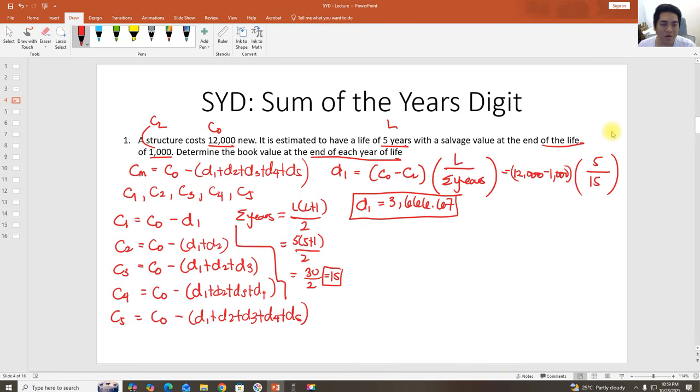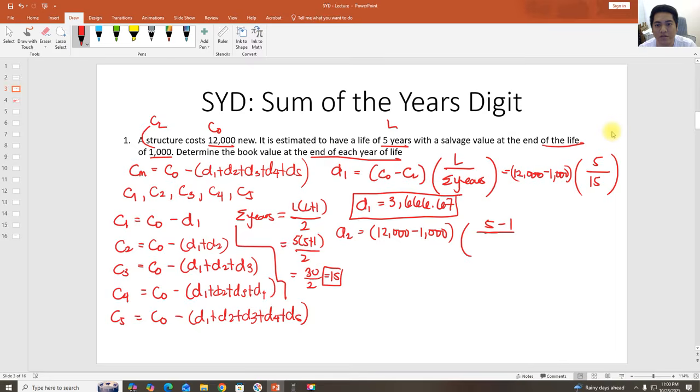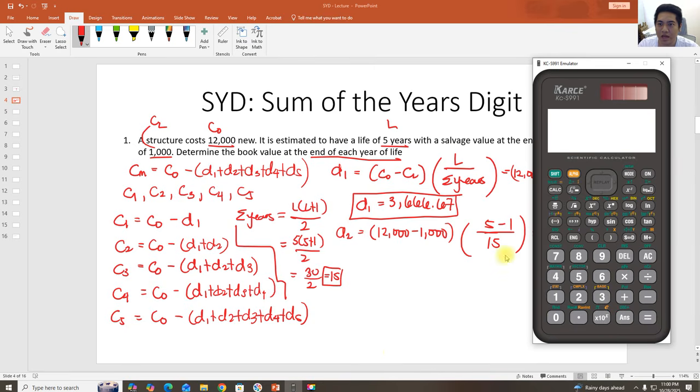So, we need to get all of the depreciation per year because we are required to get the book value per year. So, for the D2, we simply replace again 12,000 minus 1,000. Okay, and then we have 5 all over, minus 1. That would be L minus 1. Because in our formula a while ago, we have seen that for the second year, we have L minus 1 here. So, we have 5 minus 1 here. And that would be 15.